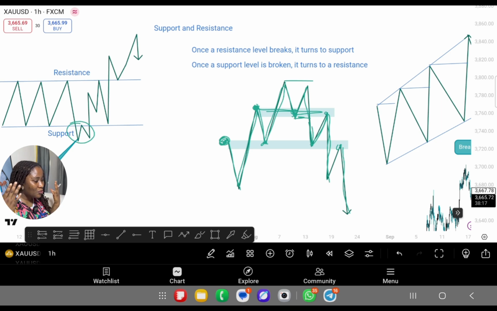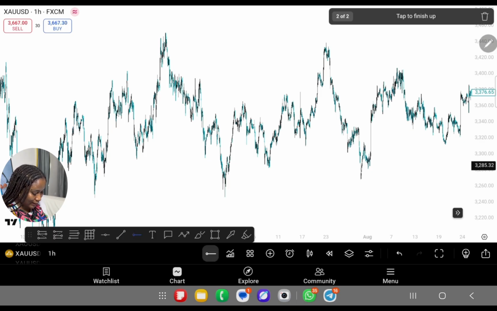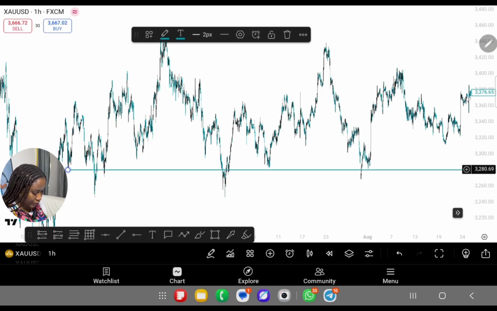It will just confuse you. So let's get practical. Let's go over to the chart, and then let me show you what they actually look like in a real chart. Here on the chart, you can see that we are having these areas that there are multiple rejections.